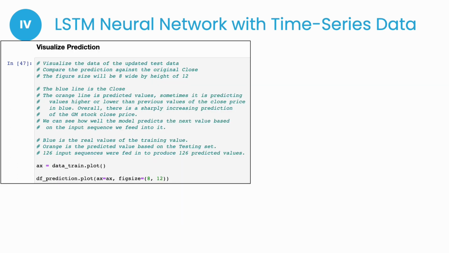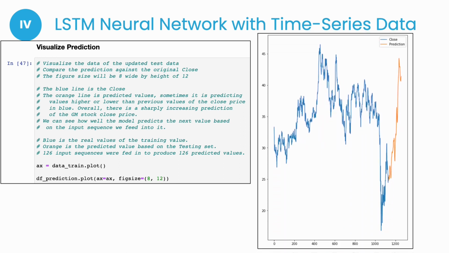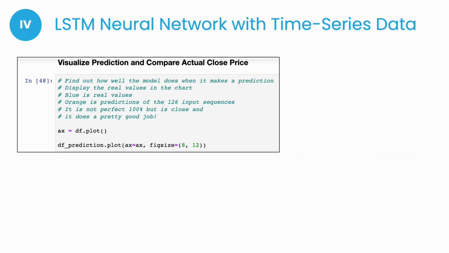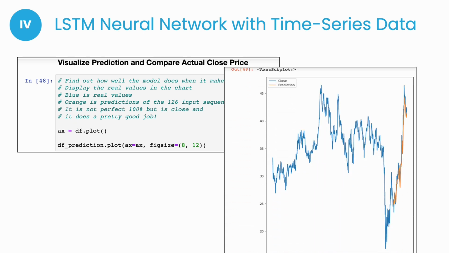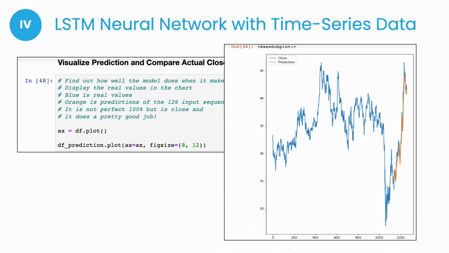Then it's visualization time. Here's the graph after testing with the General Motors stock close in blue versus the prediction in orange. Testing finds out how well the model learns after training. Here's a better chart with the prediction and the actual values layered on top, and it looks really good. The model is performing great, predicting very close to the actual close price.